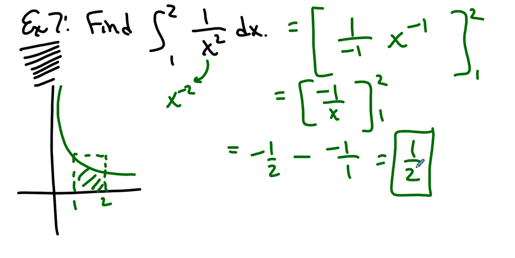So each time we find an antiderivative, we substitute, subtract the answers, and that gives us the value of the definite integral. Hope these are helpful to you.